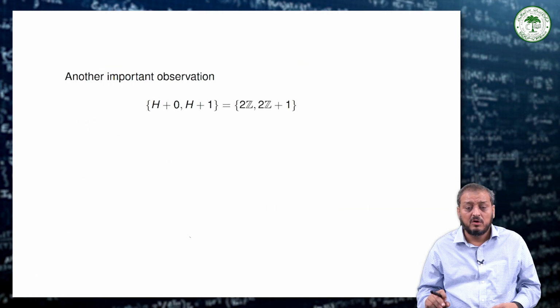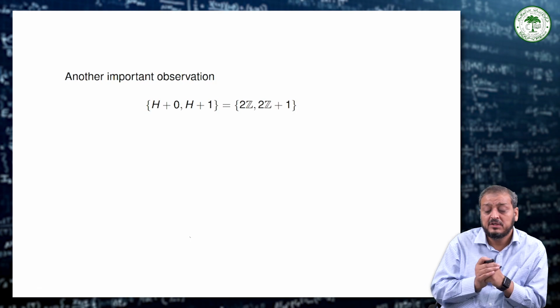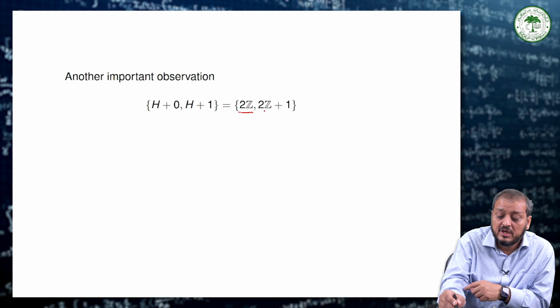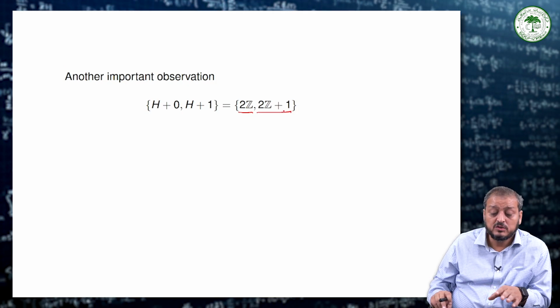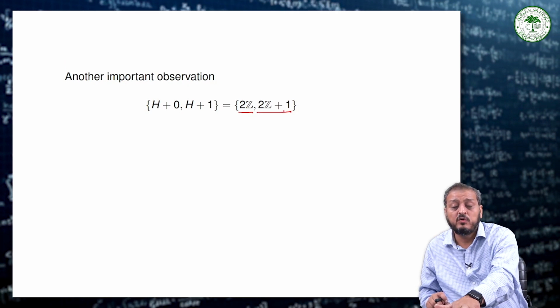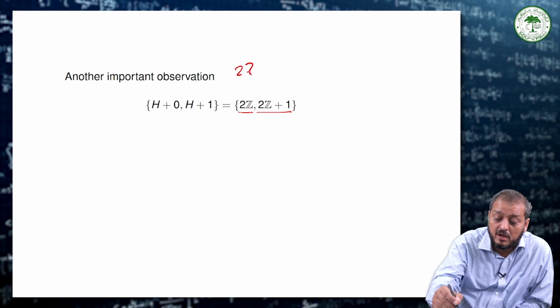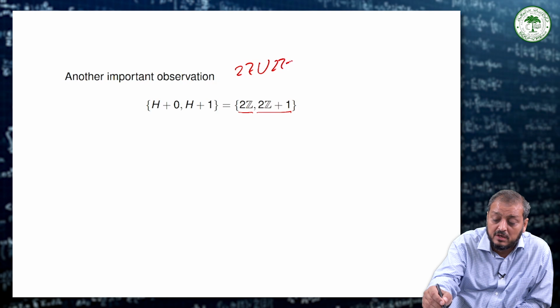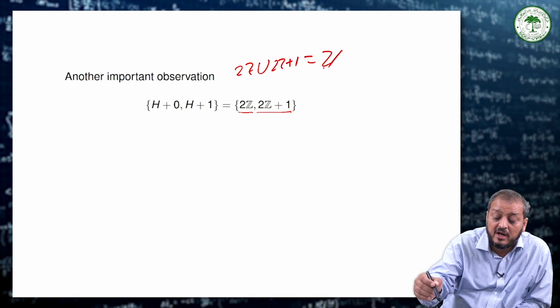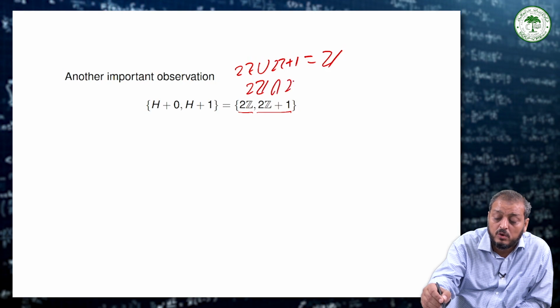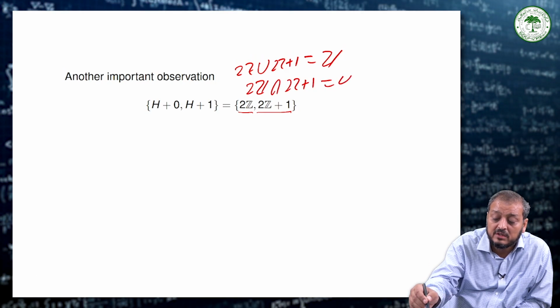So if the group is abelian, we have only two distinct cosets here. Another observation: H plus 0 and H plus 1 are 2Z and 2Z plus 1. If you take the union of 2Z and 2Z plus 1, you get Z. And if you take the intersection of these two, you get the empty set.